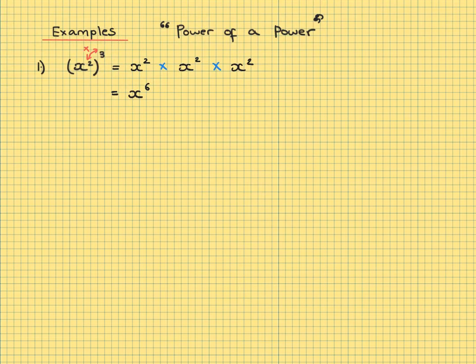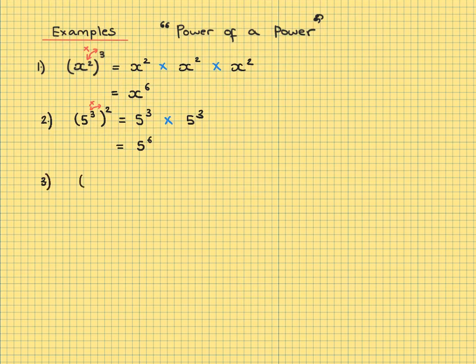Let's have a look at another example. Let's suppose this time I have 5 cubed and I want to square it. So this means I take 5 cubed and I multiply it by 5 cubed. Again, if I add my indices, this gives me 5 to the power of 6, which I could have found by multiplying the indices here.